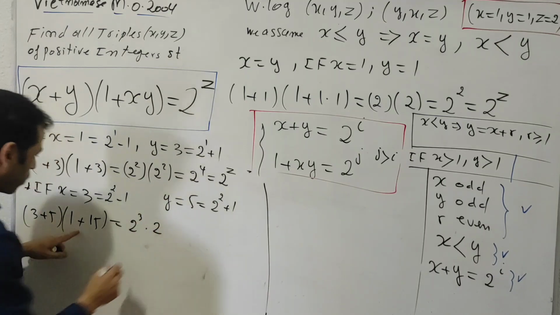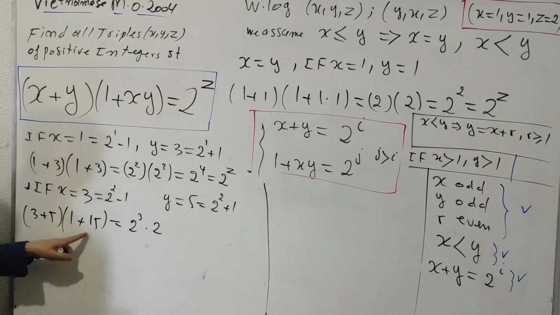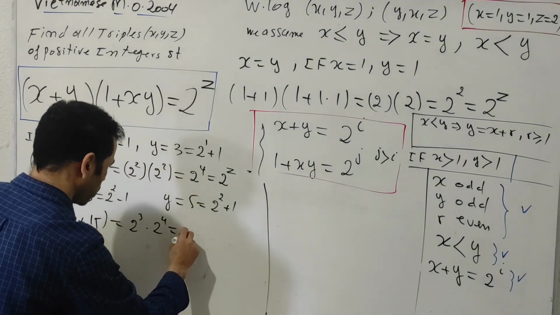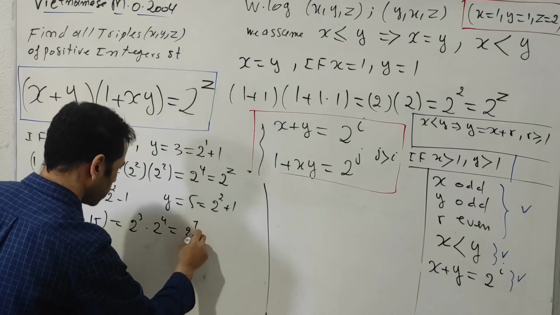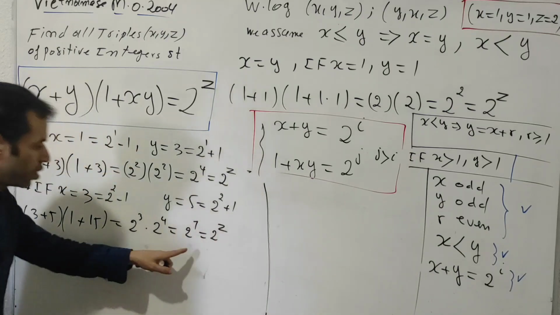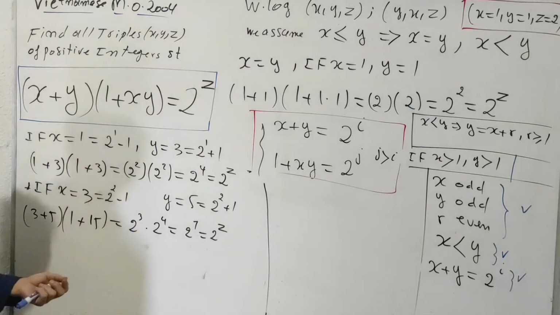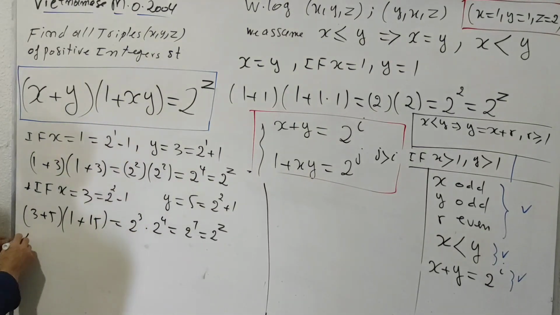Factor: 1 plus 15 is the same as 16, which is 2 to the 4th. That means we have 2 to the 7 equals 2 to the z. That means z equals 7 as a solution. So this one is verifying our equation. Let's move on to the next case.